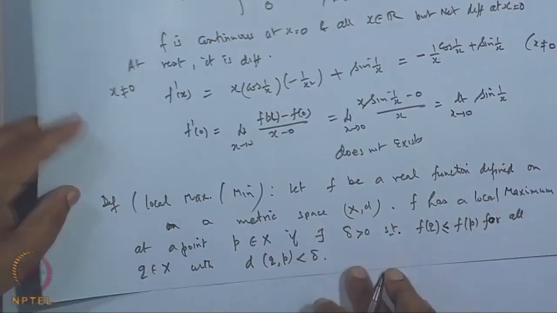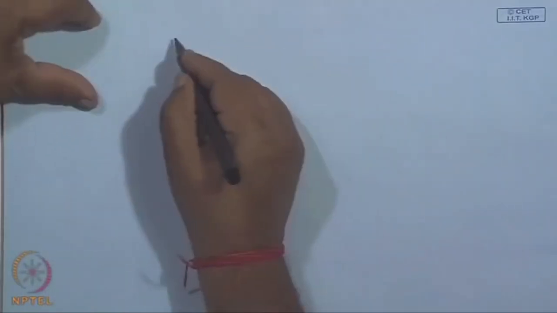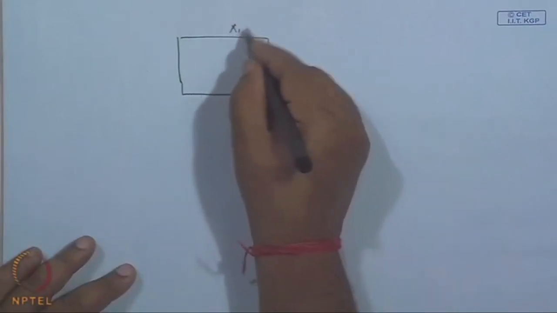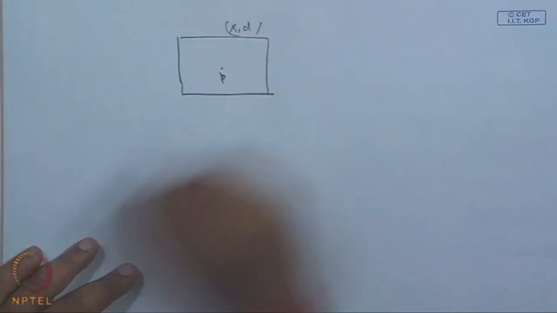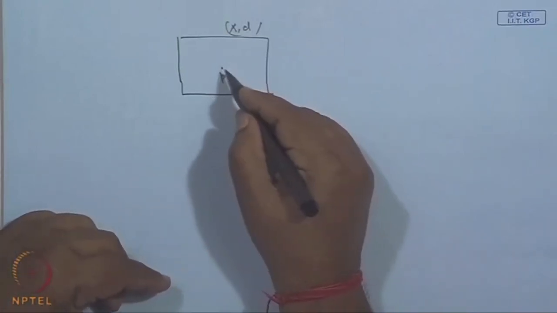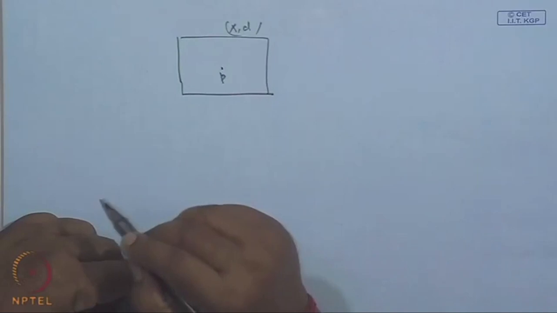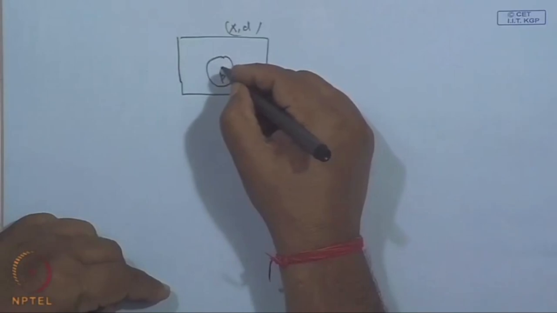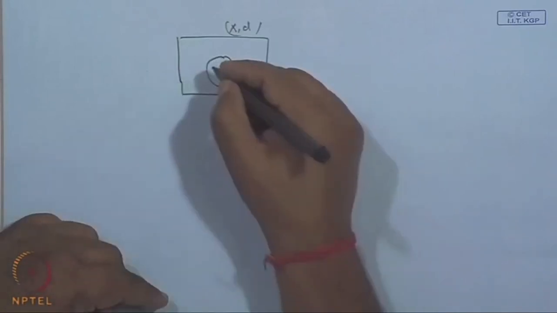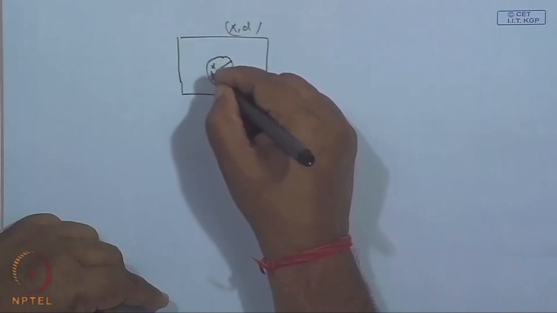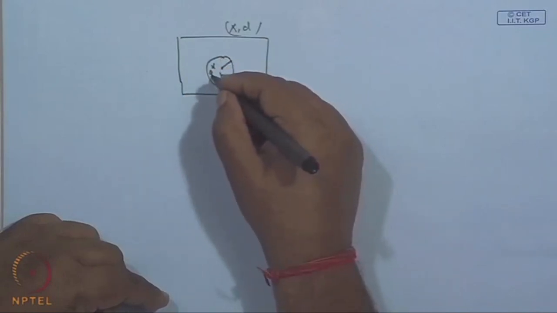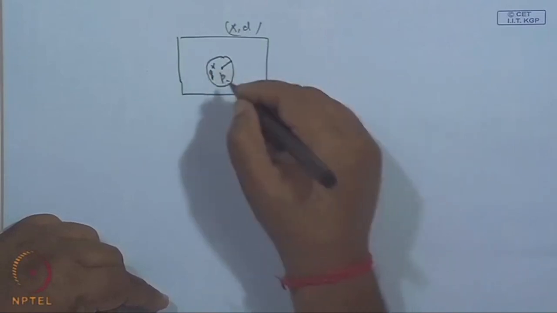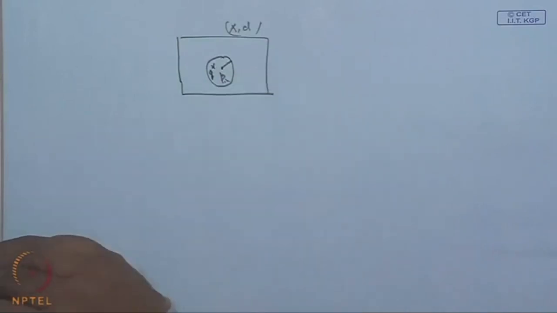So what does it mean? Suppose this is our metric space (X, d), and p is a point. We say the function attains a local maximum at this point if there exists some positive number delta and a neighborhood around the point p, such that if we pick any arbitrary point q here, then the value of the function at this point q remains less than or equal to that at p. Then we say the function attains the local maximum at this point.